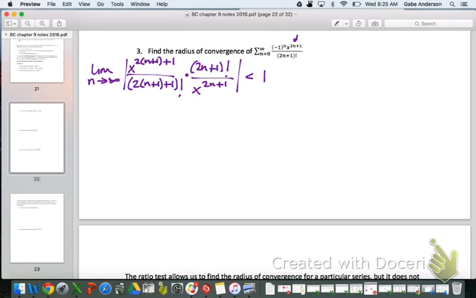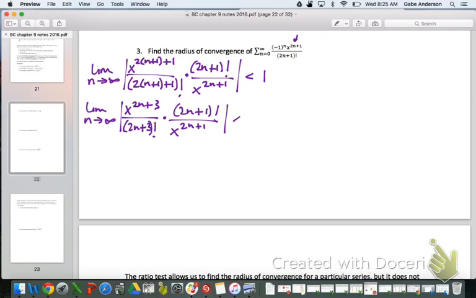That's less than 1. Okay, so if we want to do that little bit of arithmetic, in the first factor we're going to get x to the 2n plus 3 over (2n plus 3) factorial, times, of course, the other factor doesn't change, (2n plus 1) factorial over x to the 2n plus 1, and there we go.